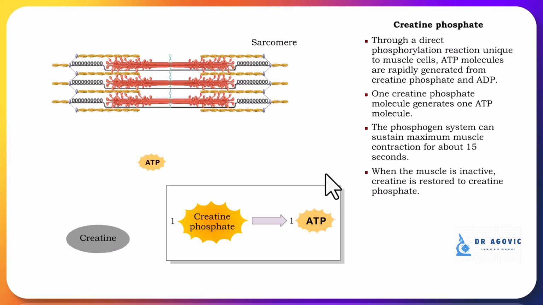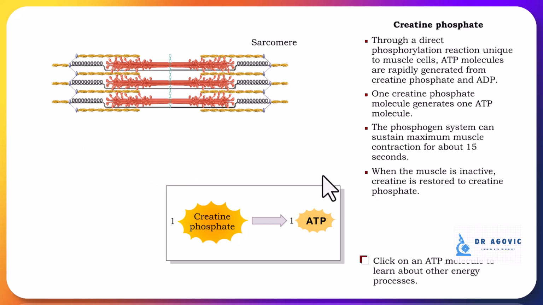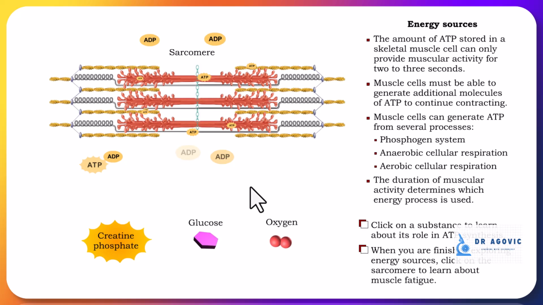During periods of muscle inactivity, creatine is again phosphorylated and the muscle creatine phosphate stores are replenished. The muscle is now ready for another burst of activity. Let's take a look at the effect of glucose.